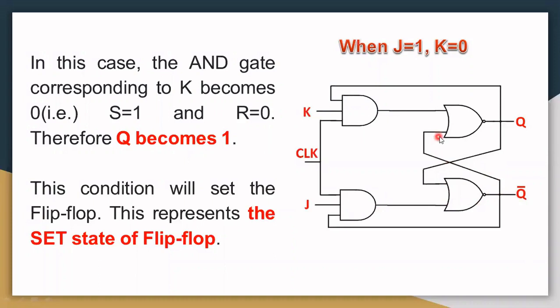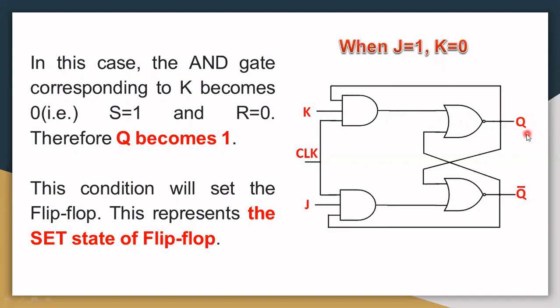And 0 comes here. Here K is equal to 0. Therefore the output of this AND gate is 0, even though Q is high and clock is high. Then 0 and 0, 0 as the output of OR gate. This is a NOR gate, therefore complement 1. Therefore Q is equal to 1. So Q is equal to 1 means set state.